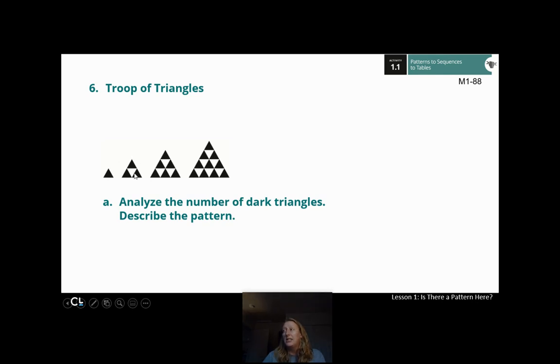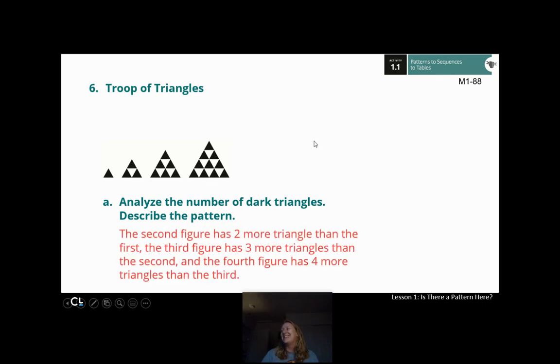Well, 1 plus 2 does give me 3. 2 plus 3, let me see here. This is a rough one, isn't it? So then 3 plus 3 more, and then 6, that'd be plus 4. Oh, so plus 2, plus 3, plus 4. Oh, that's what's happening on this one.